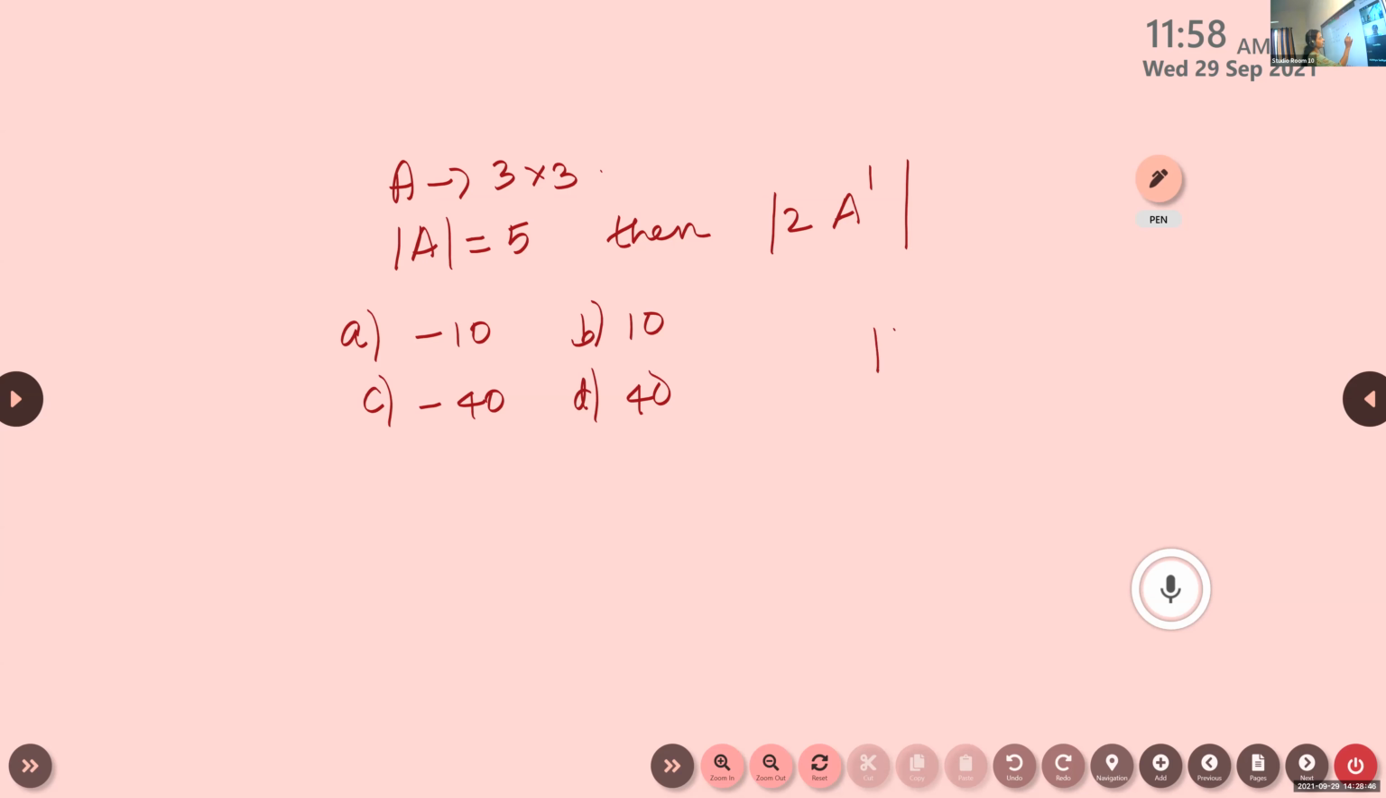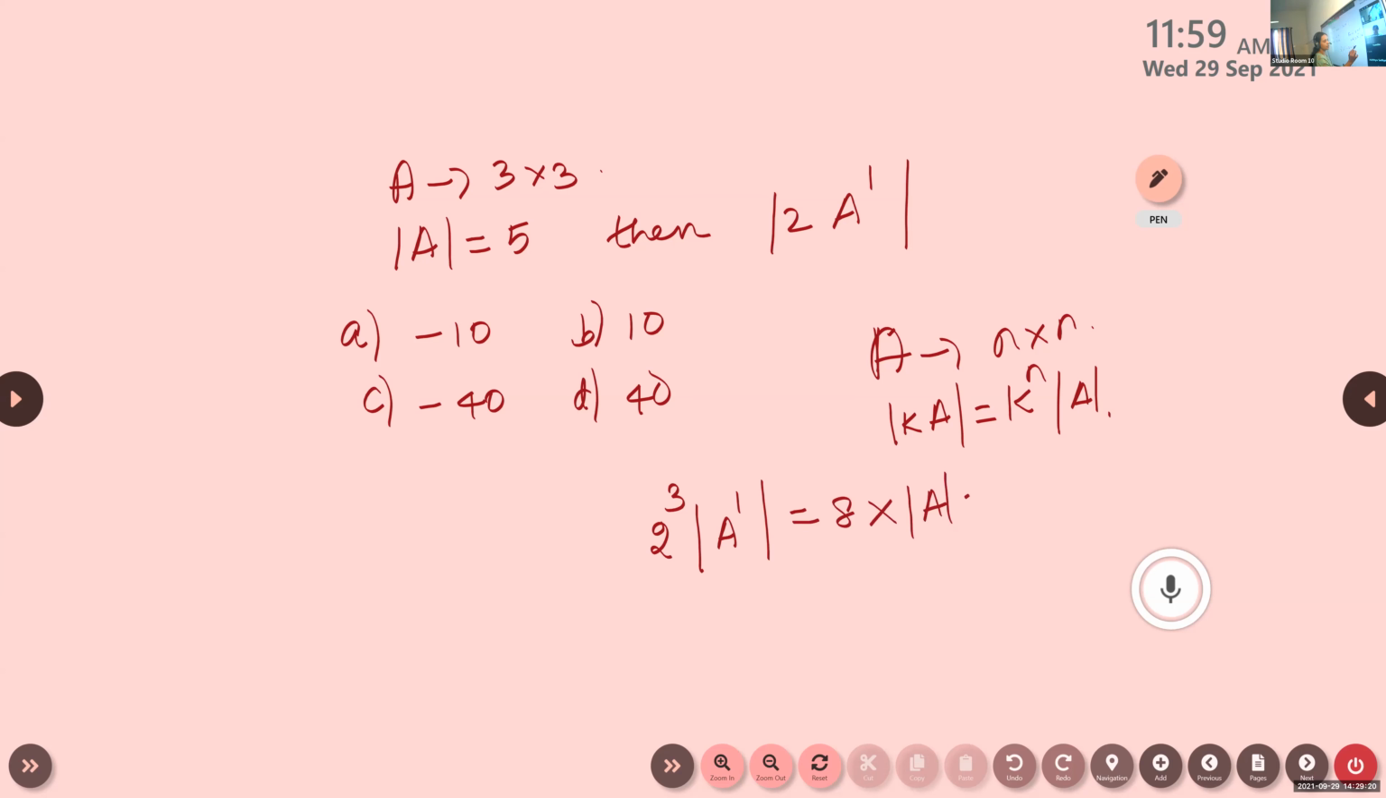What you have learned? If A is a matrix of order n by n, then what is determinant of Ka? What is the property we have learned? It is K raised to n into determinant A. So here, determinant of 2A dash will be 2 cube into determinant A dash, because A is a 3 by 3 matrix. So which is 8 into determinant A dash.